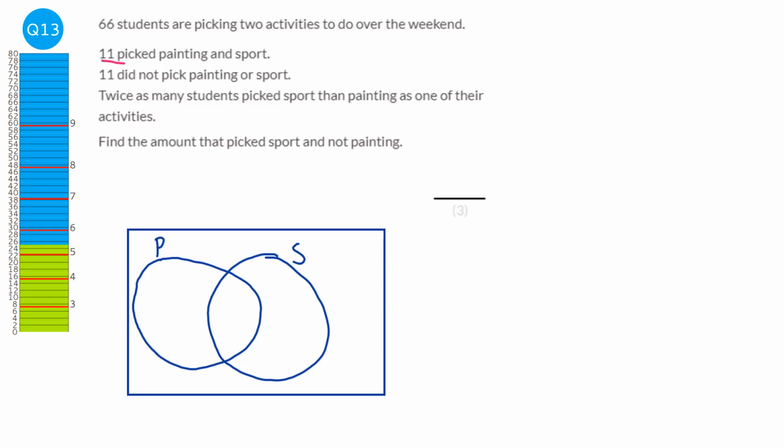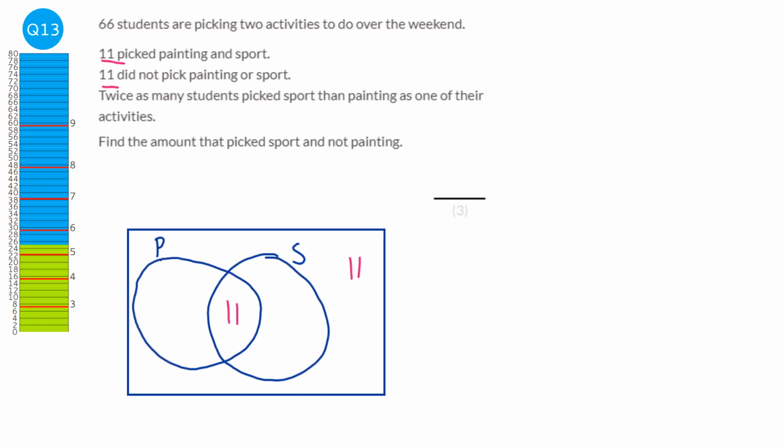So 11 picked painting and sport, so that will go in the middle because that is painting and sport, and 11 didn't pick painting or sport, so they can sit on the outside. Now here's the problem. It says twice as many people picked sport than painting as one of their activities. So it's saying that the total number in the sport circle is twice as big as the total number in the painting circle.